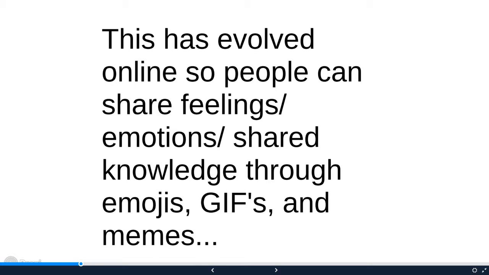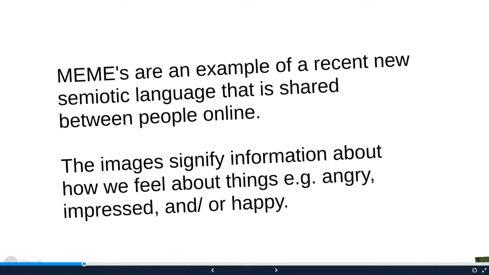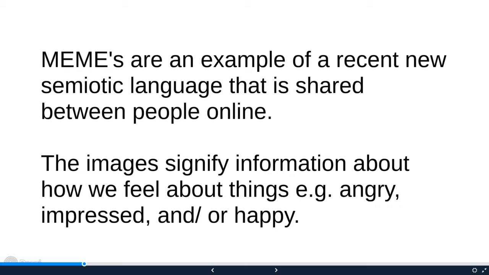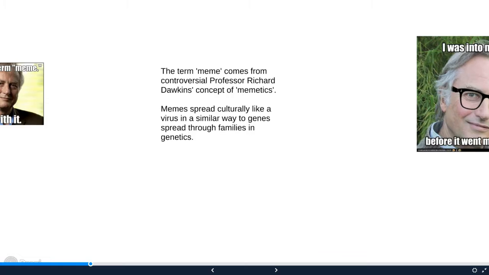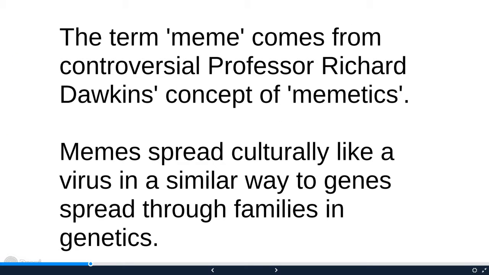This has evolved, of course, online. In particular, in the last 5 to 10 years, we can now share complex emotions through emojis and GIFs and memes. Memes are a good example of semiotics in the sense that they communicate information really succinctly and efficiently. Images can signify how we feel about things, whether we're not impressed or whether we're angry. Over the last 5 to 10 years, in my career as an educator, I've seen the meme evolve to being one of the dominant forms of communication amongst young people in particular.